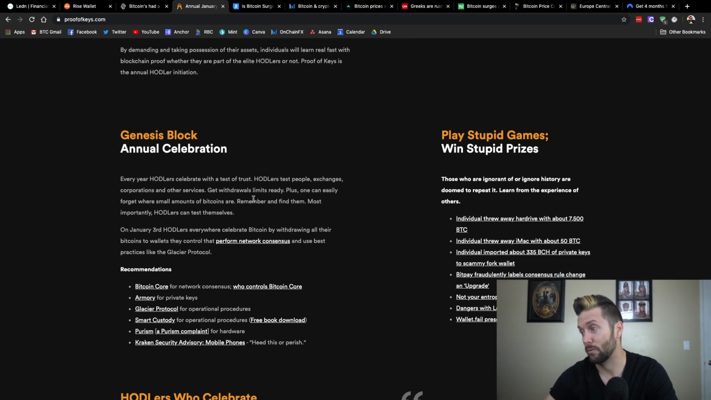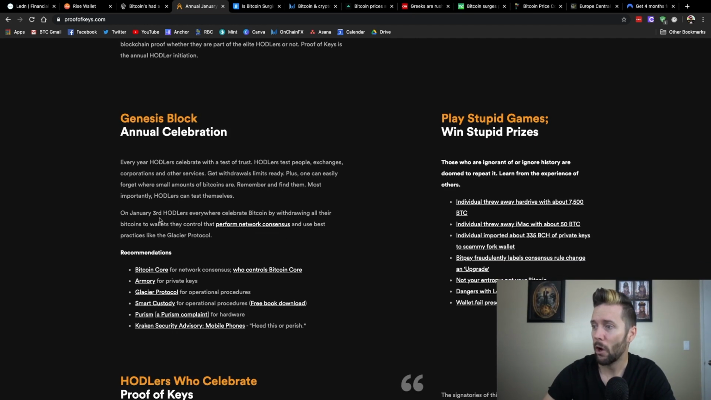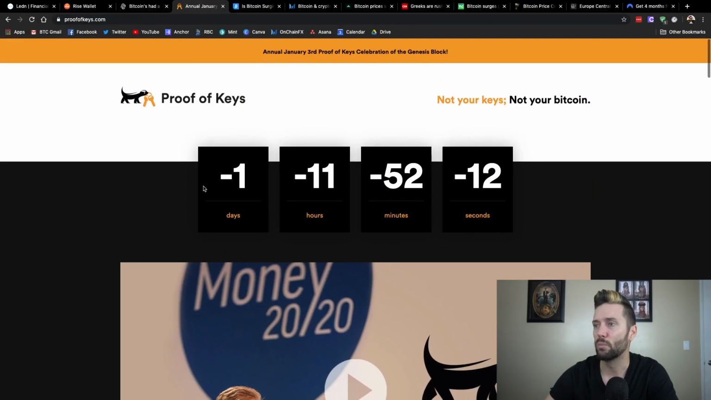So remember, find them. Most importantly, hodlers can test themselves. On January 3rd, hodlers everywhere celebrate Bitcoin by withdrawing all their Bitcoin to wallets they control that perform network consensus and use best practices like the Glacier protocol. So if you want to read more about Proof of Keys, head over to proofofkeys.com.